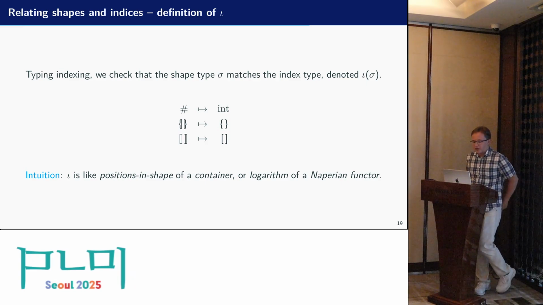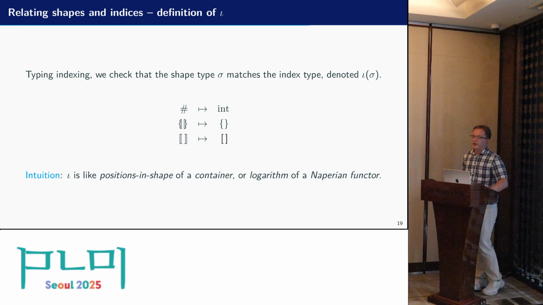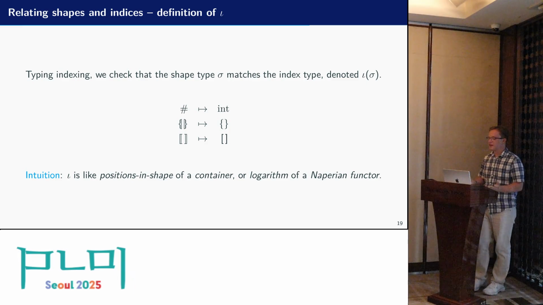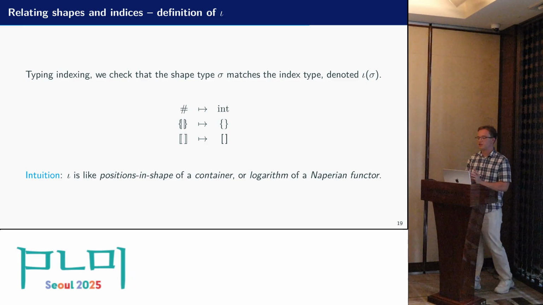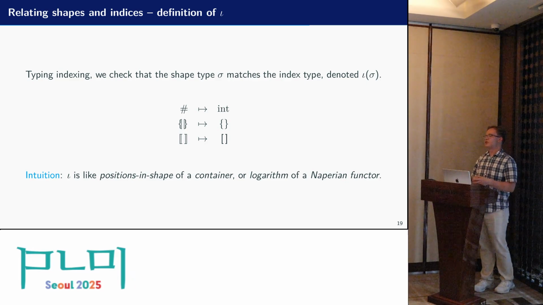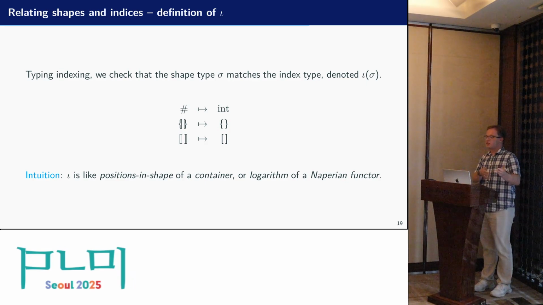Okay, so we now have to look at iota, which is: how do shapes and indices match? How do we relate them in the type system? This is done by this meta function, and it's got a really simple compositional definition. Essentially, we look at the shape type, and we just replace all instances of the size things with the index things. So a product shape will be replaced by a record and so on.